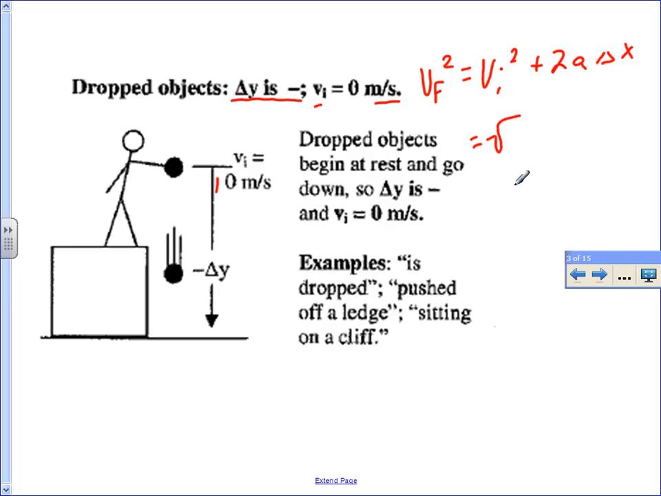Because we're going downward, we're going to make that the negative. Remember that 2 squared and negative 2 squared both give us 4. So when you get a square root, it's a positive and a negative. We're going to choose the negative of that square root.